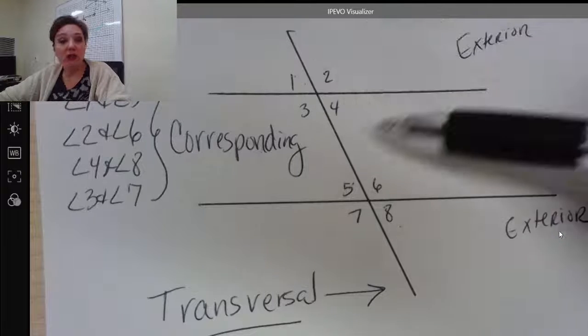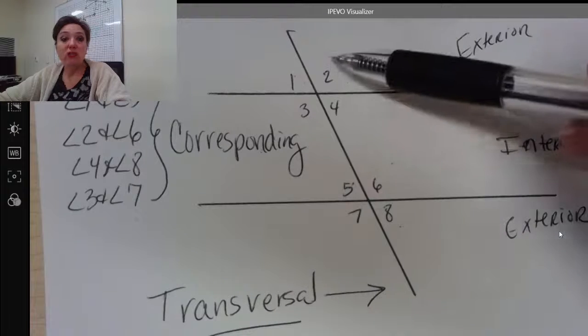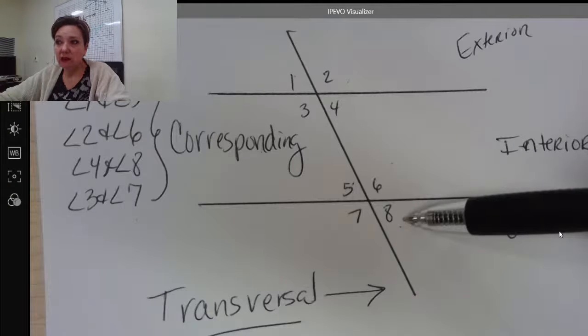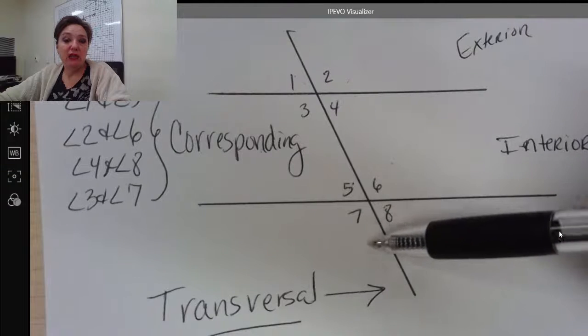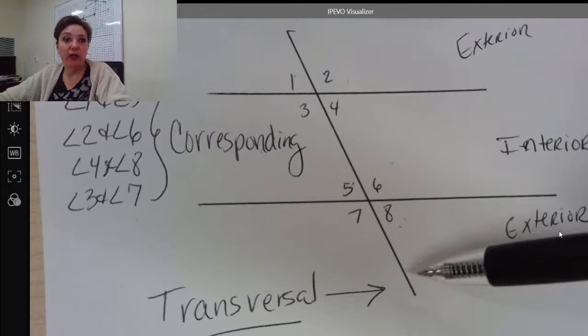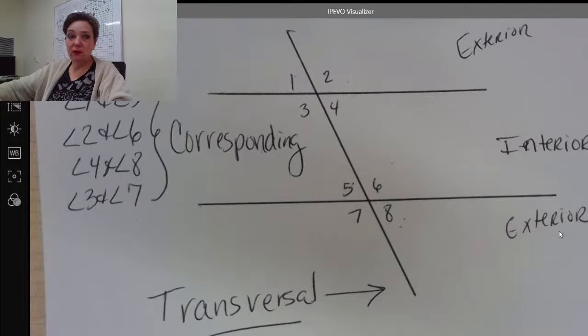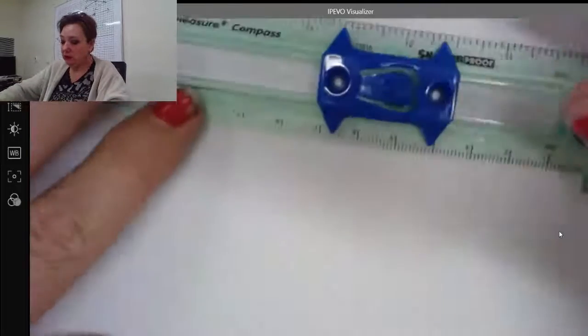Now, this only works if these lines are parallel. If the lines are not parallel, that doesn't work. We would still call them corresponding, they just wouldn't be congruent. Okay? Does that make sense? Okay, so 3 and 7 are corresponding angles, right? Everybody with me? Y'all with me? Okay. Now, we're going to talk about some more angle relationships. I want to draw a new set of parallel lines.